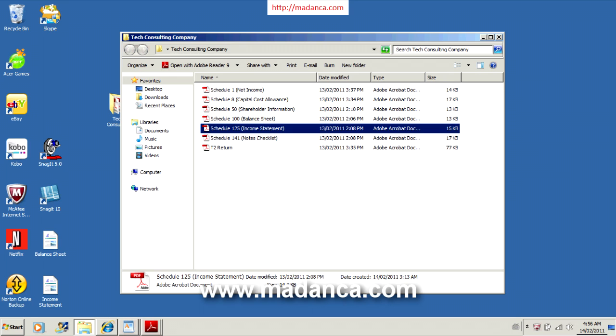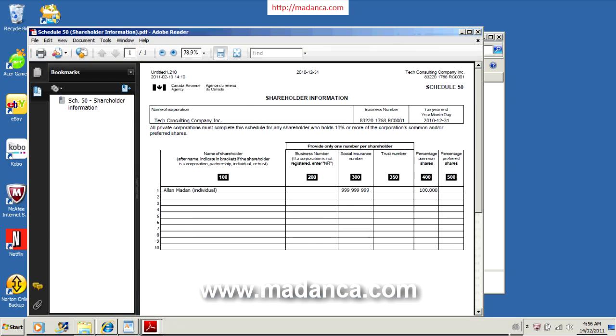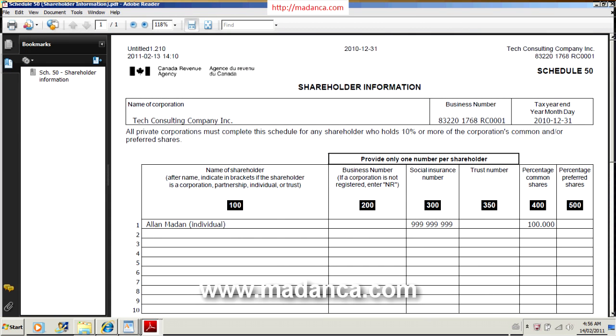The next schedule, Schedule 50, is an information schedule. On here, you simply report the name of each shareholder. In this case, I put myself, Allan Madan, social insurance number, and the number of shares owned.